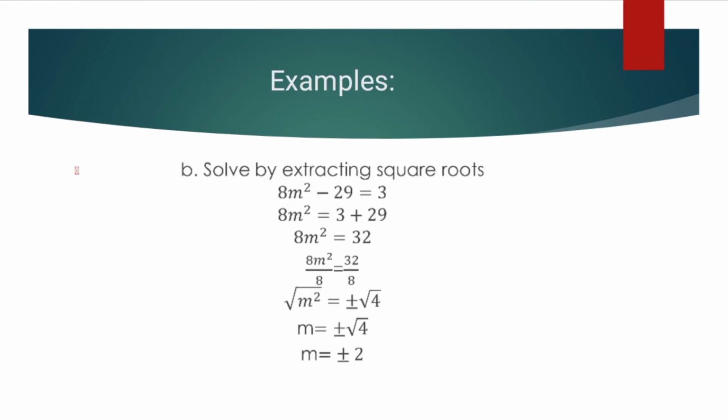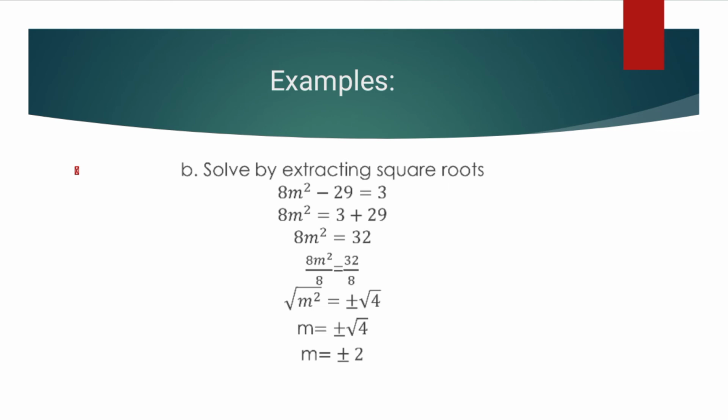Next example, solve by extracting square roots. 8m squared minus 29 equals 3. So, let us transpose negative 29 to the other side of the equation. We have 8m squared equals 3 plus 29. 8m squared equals 32. Dividing both sides of the equation by 8, we have m squared equals 4.